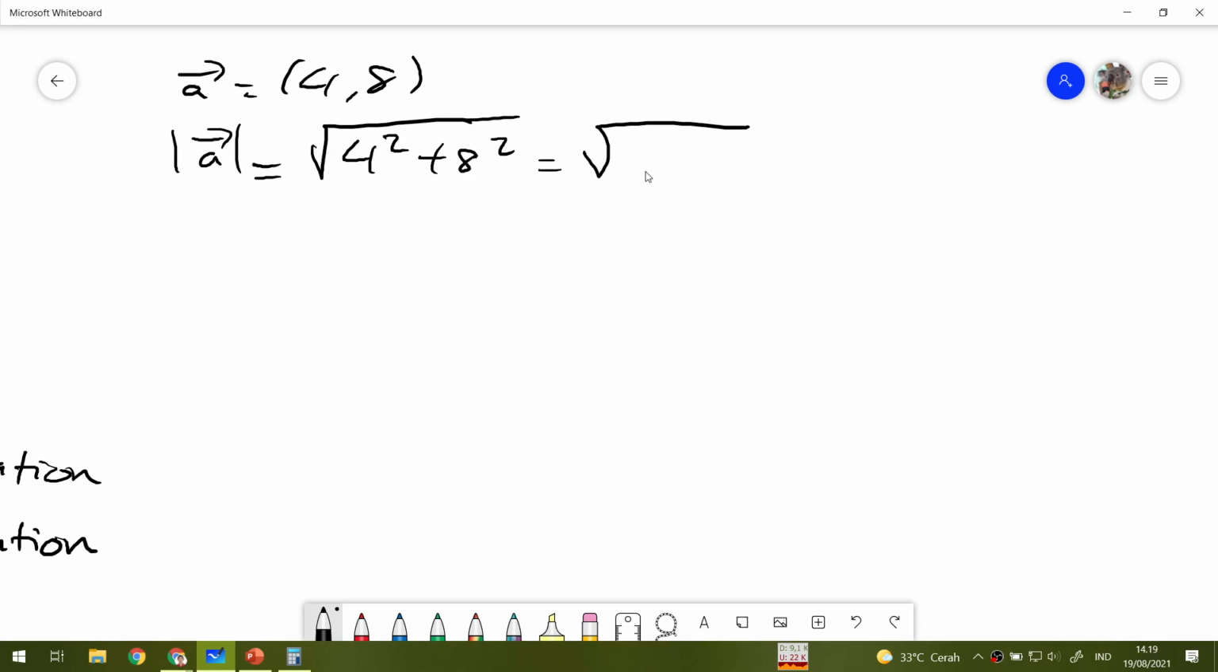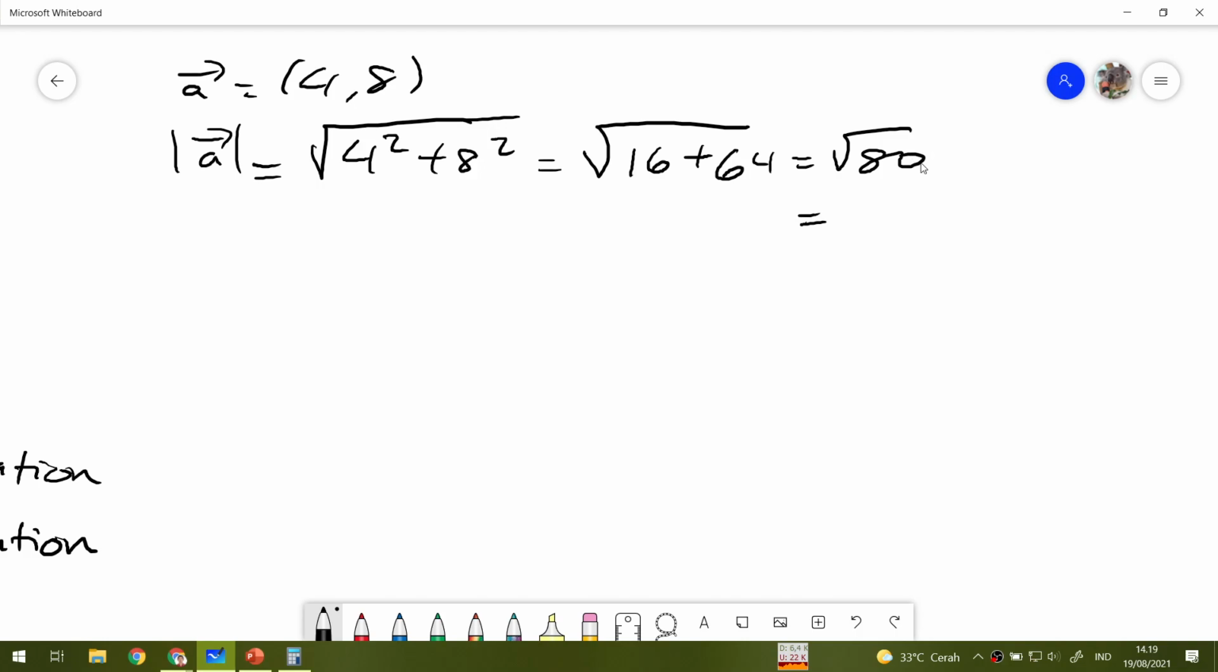So 16 plus 16 plus 16 plus 64 equals root 80, the square root of 80. Then we just need to make it... How is it? So do you continue or do you stop here?